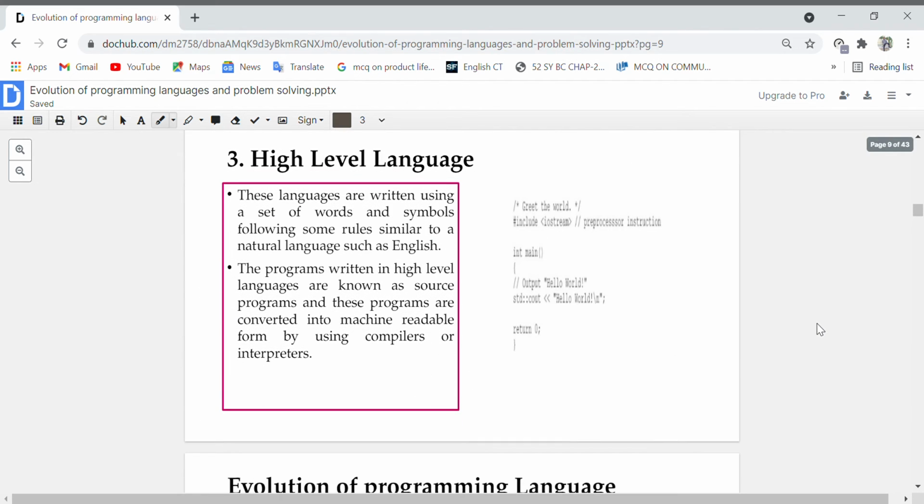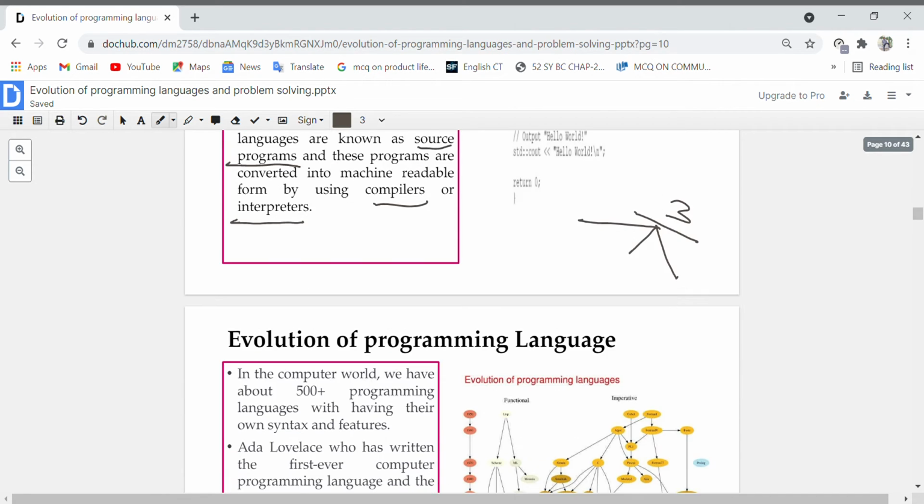Then comes high level language. It uses a set of words and symbols which are similar to English. The programs written in high level language are called source programs. And here the programs which are written are converted into machine readable form with the help of compilers and interpreters. So we have learned about the three languages, that is machine level language, assembly level language, and high level language. So next, let's move on to evolution of programming.